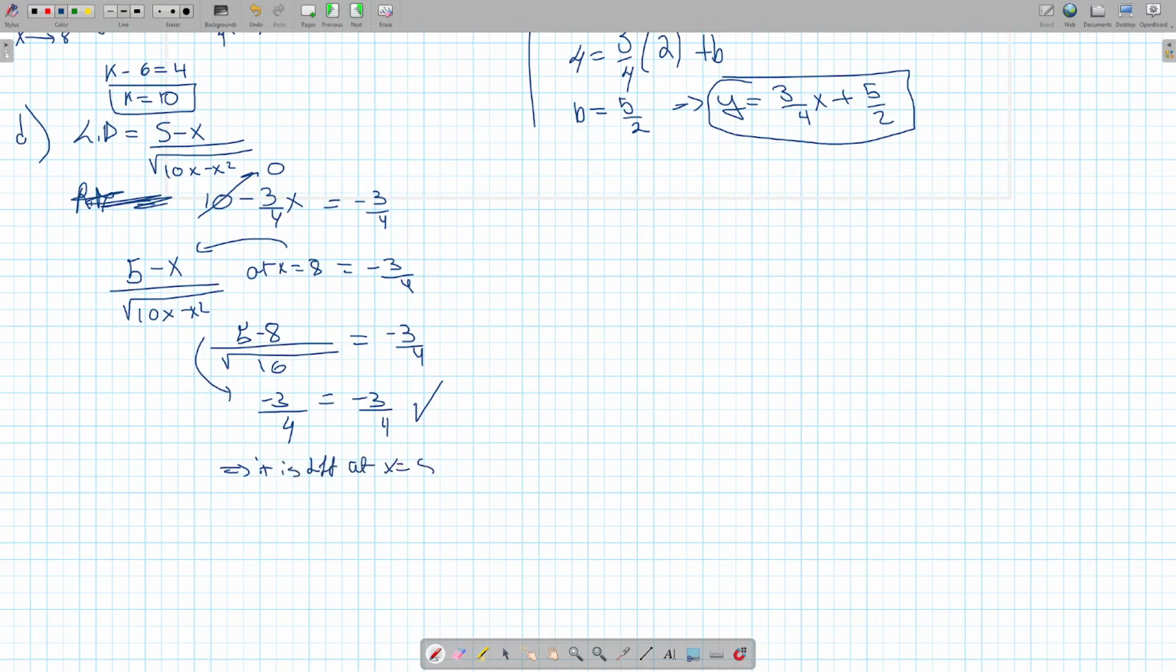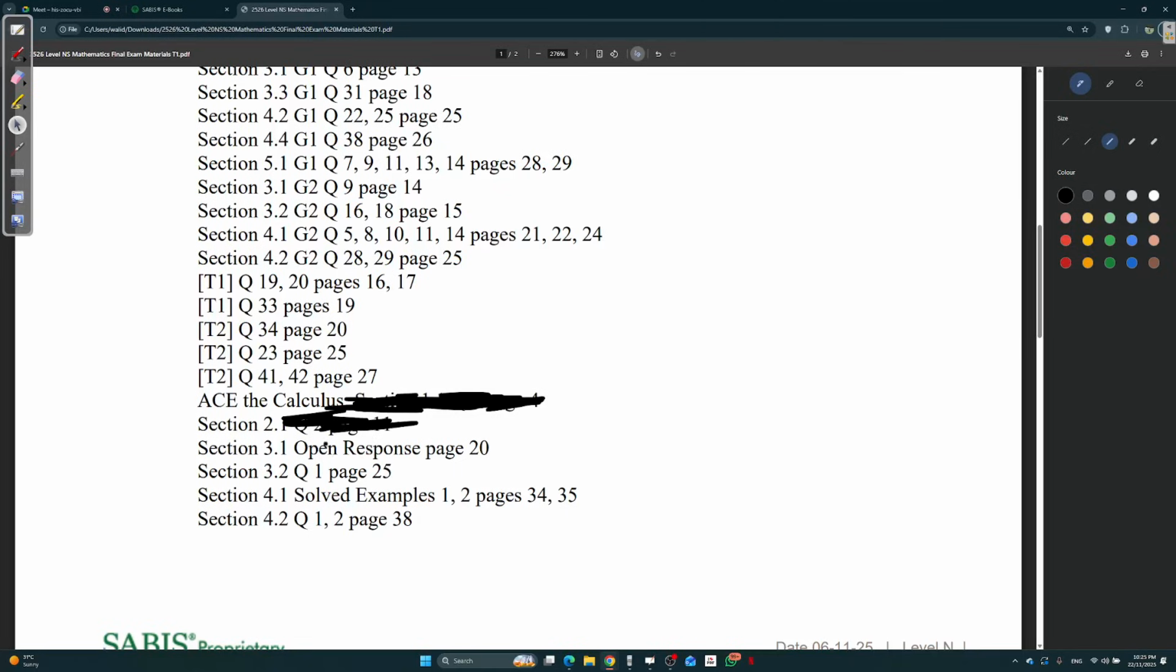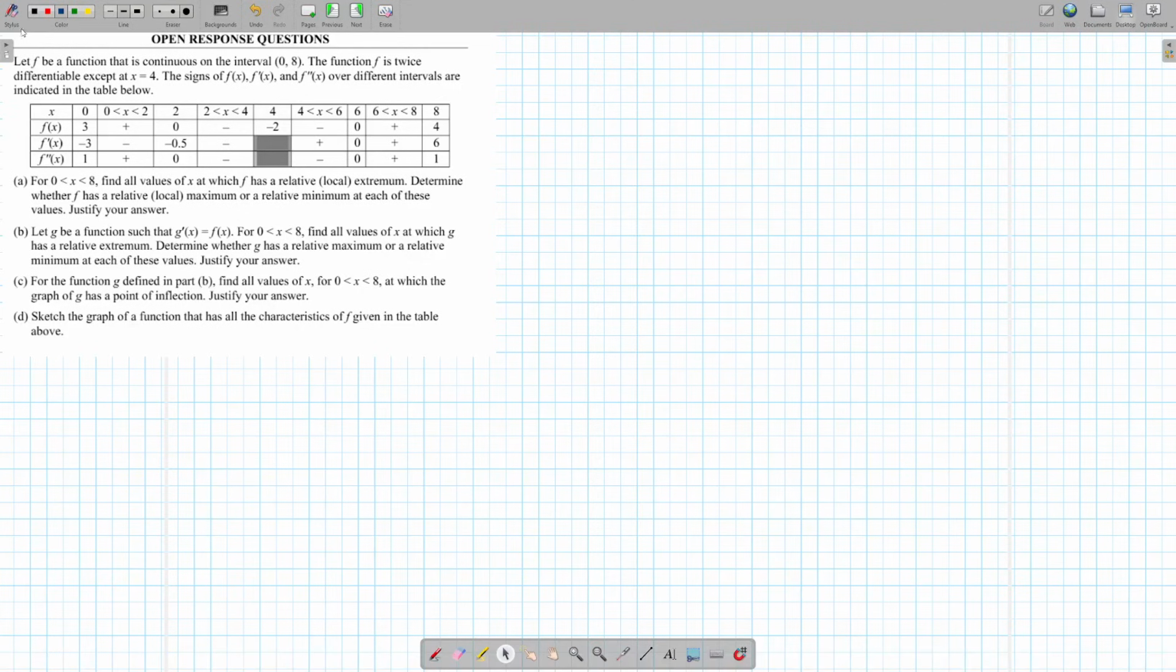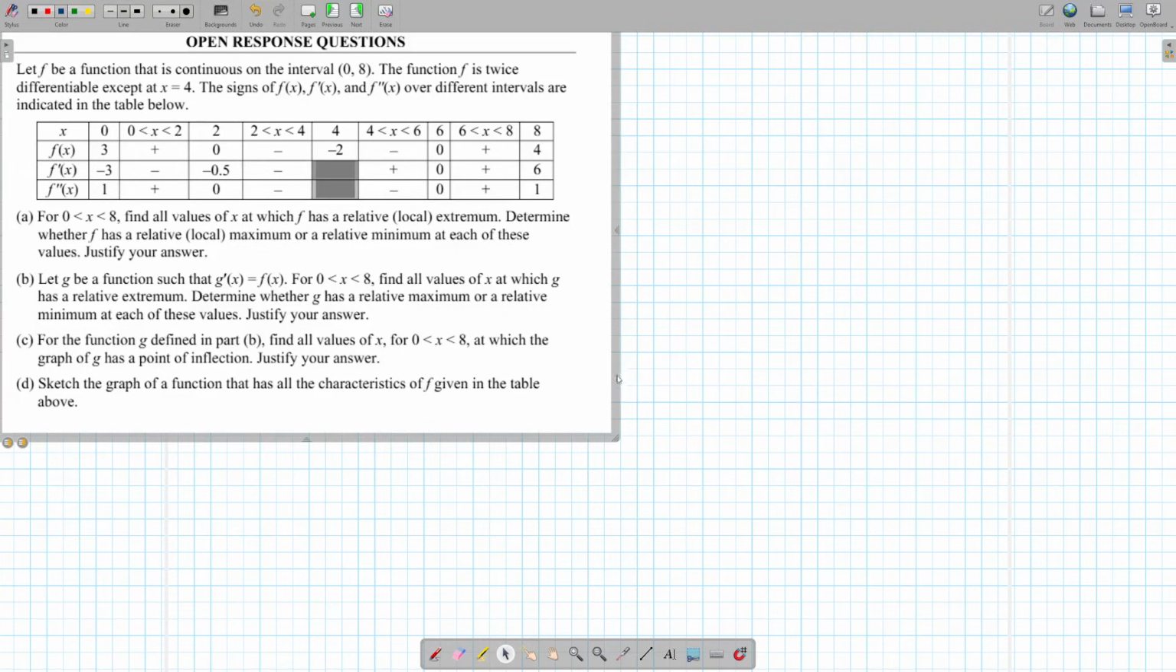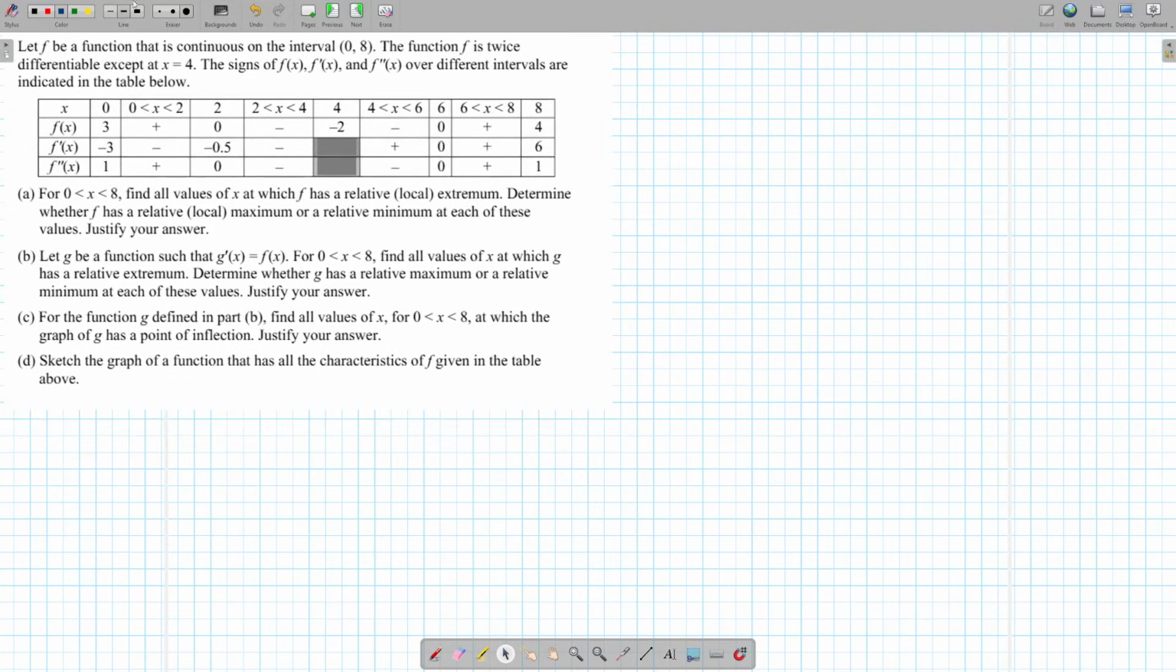Now we have open response page 20. Let's go there. In this open response question, what they did is they gave you a table, and you're supposed to understand what's going on over here. So they gave you a function on 0 to 8, and they gave you everything. No need to read all this. It's a lot of talking, but let's start.